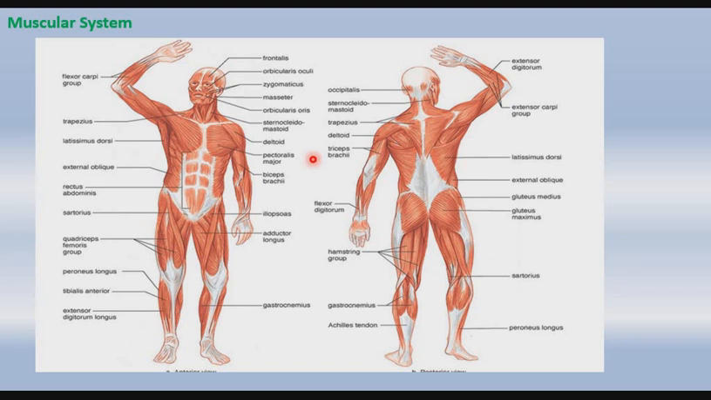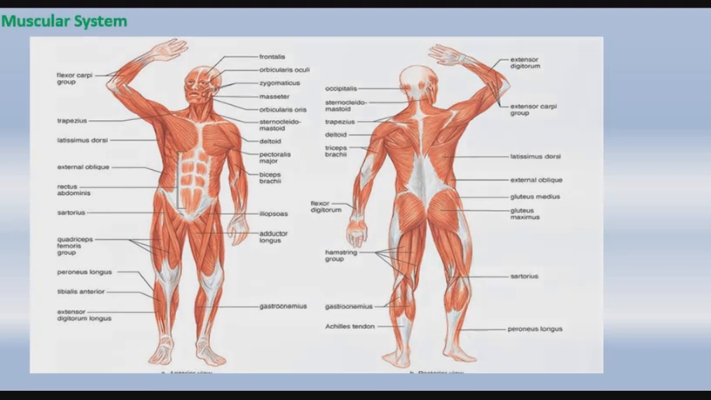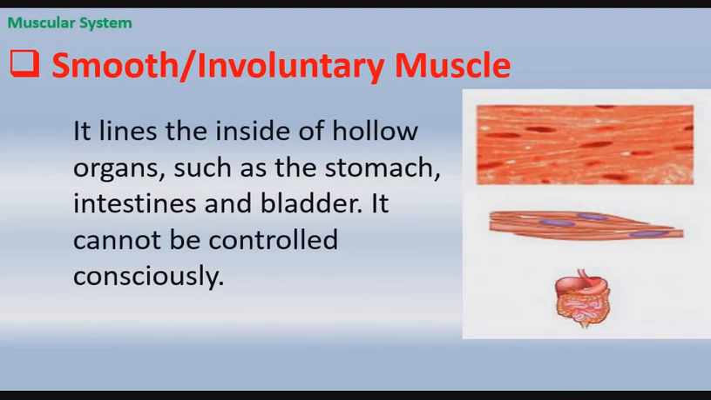So we are going to look at these different types of muscle. The first one, we have the smooth or involuntary muscle. At times, we can also call it unstriped or unstriated muscle. This is a type of muscle that lines the inside of hollow organs such as the stomach, intestine, and bladder. We say that it is involuntary muscle, which means that it cannot be controlled consciously.